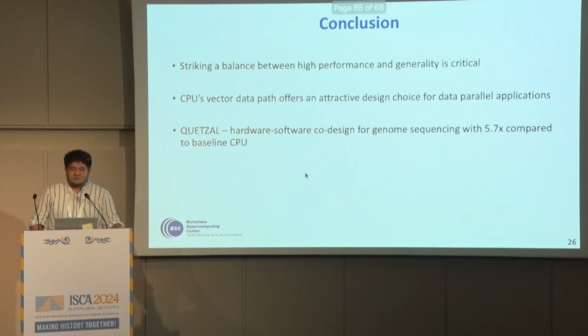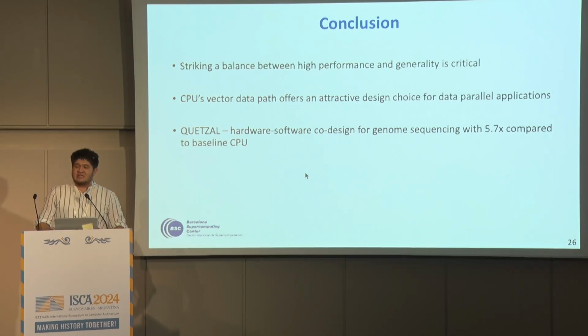To conclude, we realized that when you are trying to accelerate the genome sequence alignment pipeline, you need not only performance, you also need flexibility. The vector architectures in the CPU are really attractive because these algorithms have a lot of data level parallelism, but as we show, these algorithms have a specific bottleneck that stops them from fully exploiting the performance and energy efficiency of vector architectures.